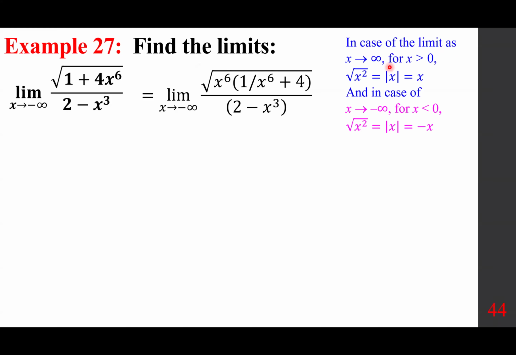In case of a limit as x approaches positive infinity, for x larger than 0, remember, square root of x squared is always the absolute value of x. If we know it's positive, we can drop the absolute value. So square root of x squared is always equal to the absolute value of x. In this case, because it's positive infinity, it is x. If x approaches negative infinity, it is still the absolute value of x, but this time it is minus x. Minus x does not mean negative. It means the opposite of x. And because x is negative, actually this is positive. Okay?